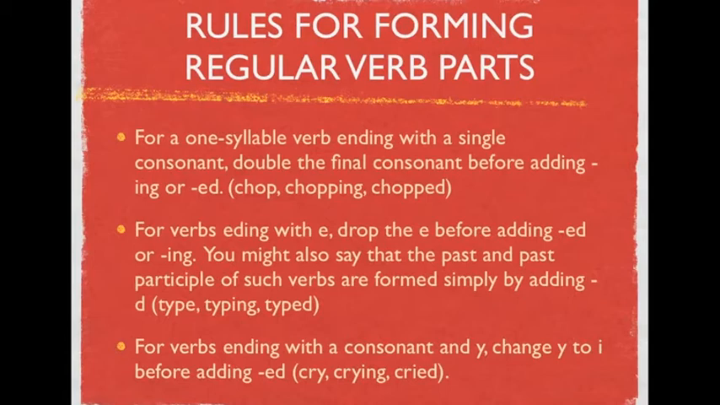For verbs ending with e, you drop that e first. Take a look and you see type becomes typing, you drop the e, and type, you just add a d for that one. Okay? And then for verbs ending in a consonant and a y, change your y to an i before adding ed. So cry, crying is normal, you add ing, but cry, take the y and it's ied as cried. Okay? And those are things that I know you guys know because you've grown up immersed in the English language, but those are just some rules that you should follow.